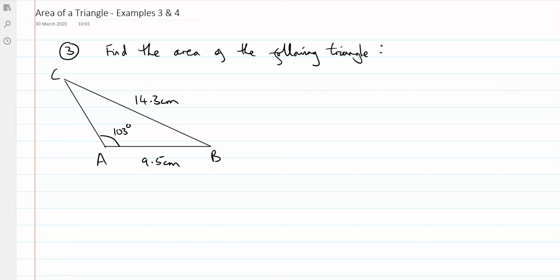So it's going to be tricky to get a perpendicular height in this question. So this is going to involve our new formula for the area of a triangle. So the area of a triangle is a half AB sine C. Just to remind me of what I need. So remember, I need two lengths and then the angle between them.